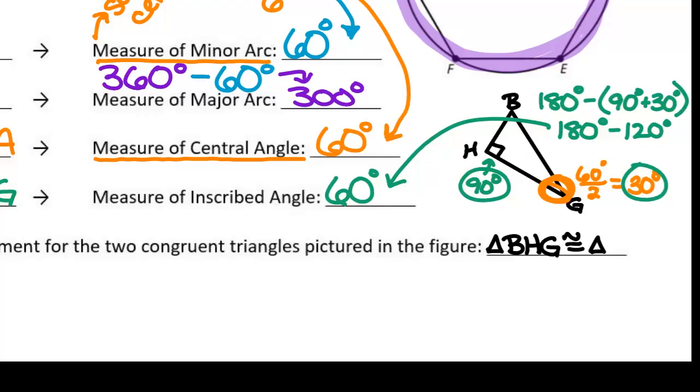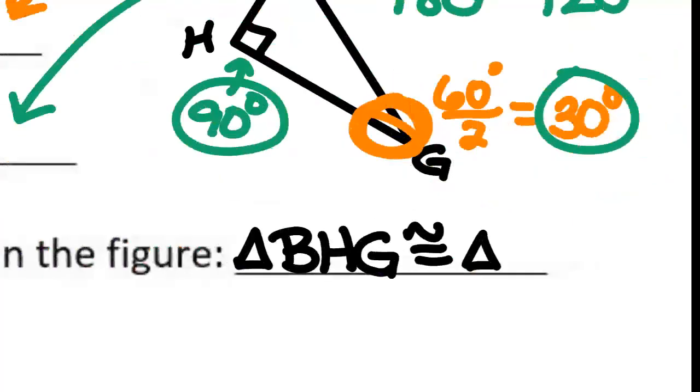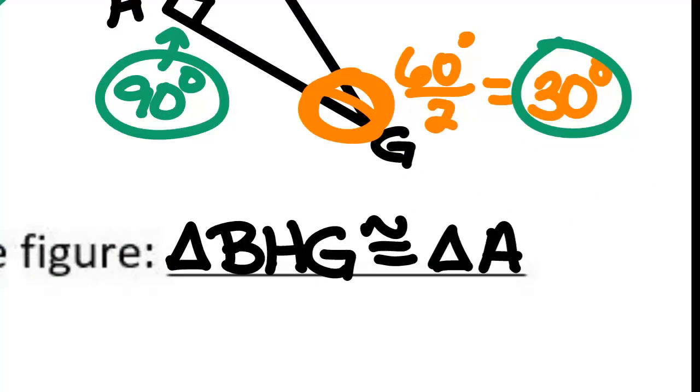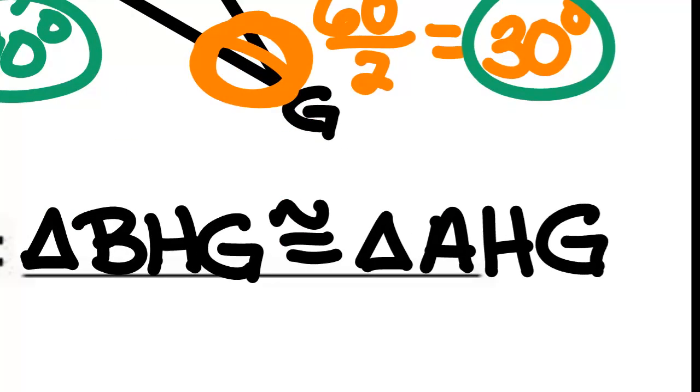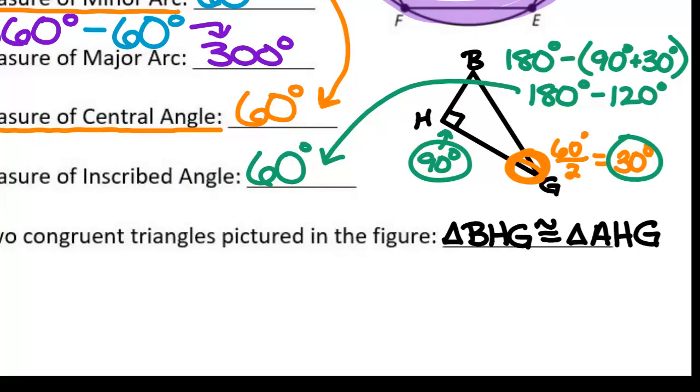What angle would be congruent to B? A. What angle would be congruent to H? H. And what angle would be congruent to G? So BHG is congruent to AHG.